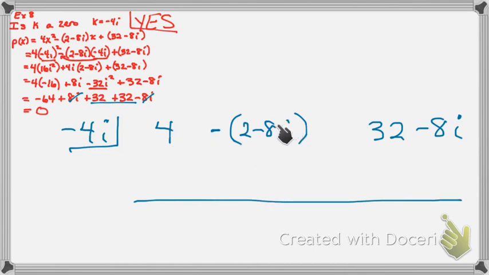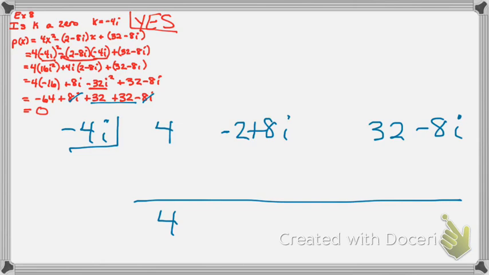Now, you may want to, at this point, go ahead and distribute this negative. If you go ahead and distribute that negative, you're going to end up with a what? Negative 2 plus 8I. So let's replace that with a negative 2 plus 8I. Okay? All right, so now take this 4, bring it down, and now what do I got to do?